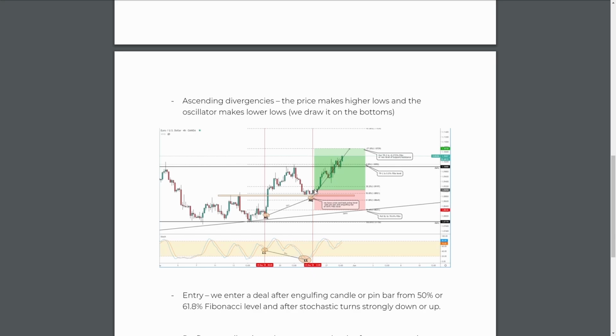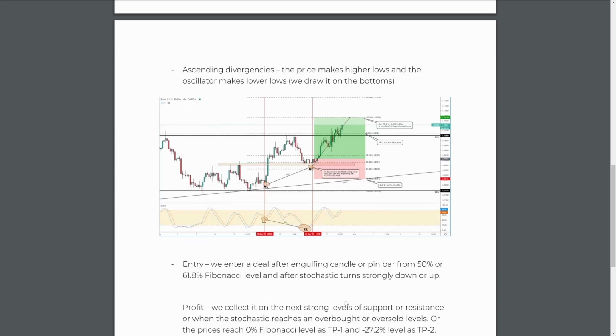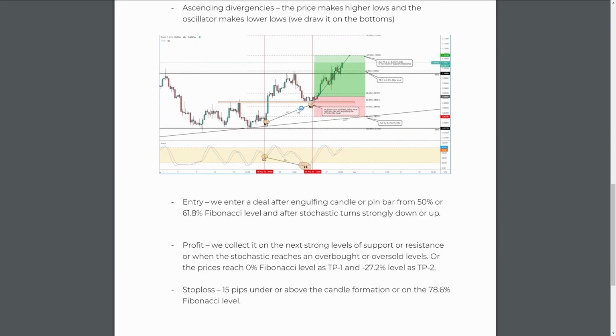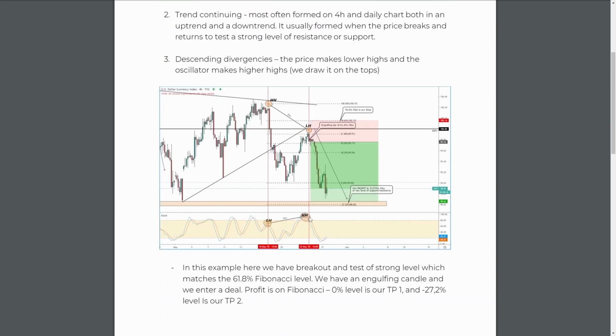For entry, trades are entered after an engulfing candle or pin bar at the 50% or 61.8% Fibonacci level, and after the stochastic has turned strongly to the downside or upside. In this case, we have a long position. We are looking for the stochastic to have turned to the upside. It will turn once the candle is formed, so don't worry. When we have sells, we look for the stochastic to have turned down. That is, if there is further upward movement here, let's not be in a hurry to enter deals, and it should start to fall already.